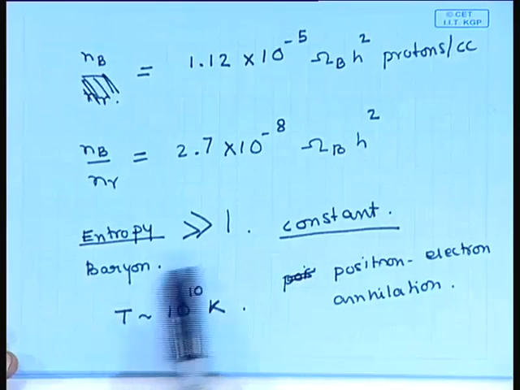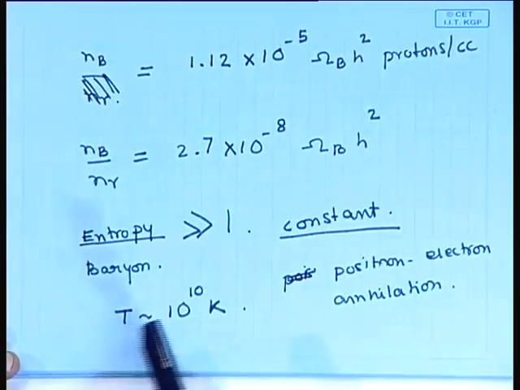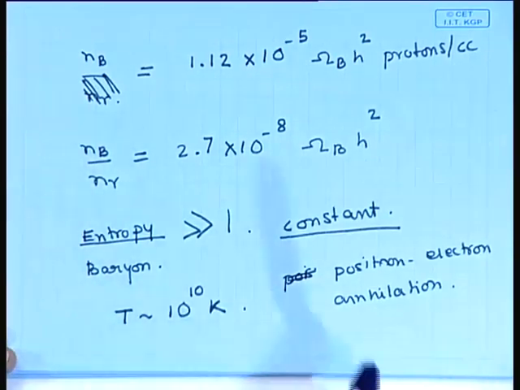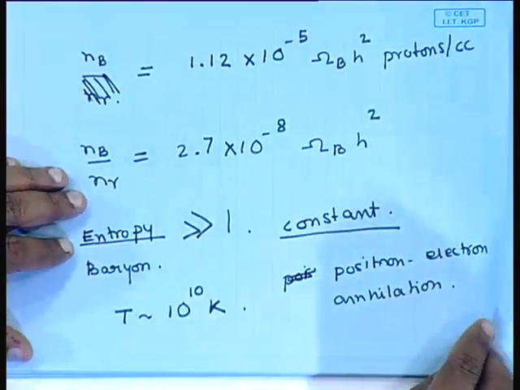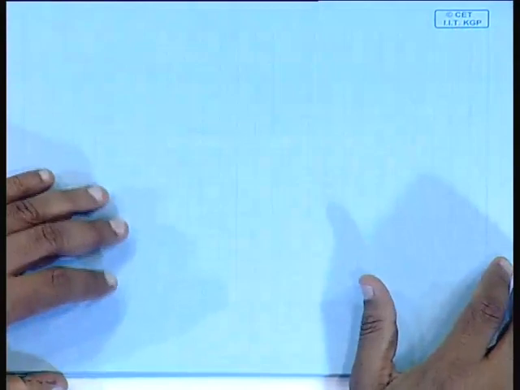At temperatures higher than this, in addition to the cosmic microwave background radiation, you also have a bath of positrons and electrons. So what we have done till now is that I have given you some idea of various quantities calculated for the cosmic microwave background radiation.